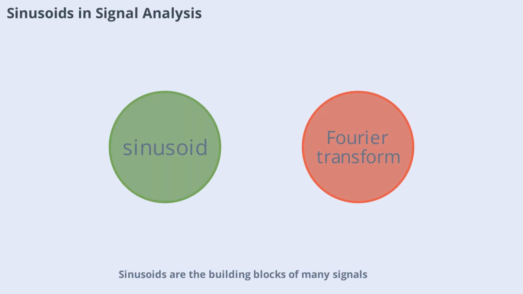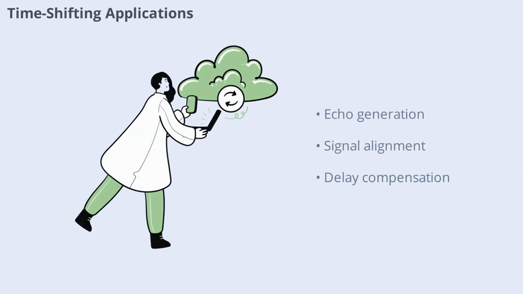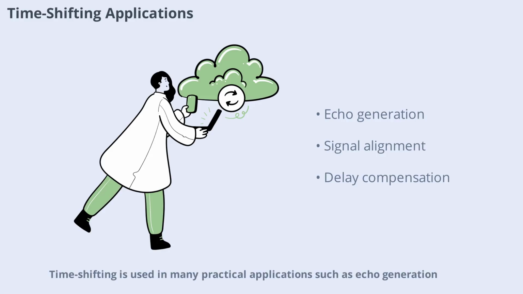Sinusoids are the building blocks of many signals. By combining sines and cosines of different frequencies, engineers can represent and analyze complex signals. This approach is the basis for the Fourier series and transform, which are used in everything from audio processing to image compression. Time shifting is used in many practical applications such as echo generation, signal alignment, and system analysis.